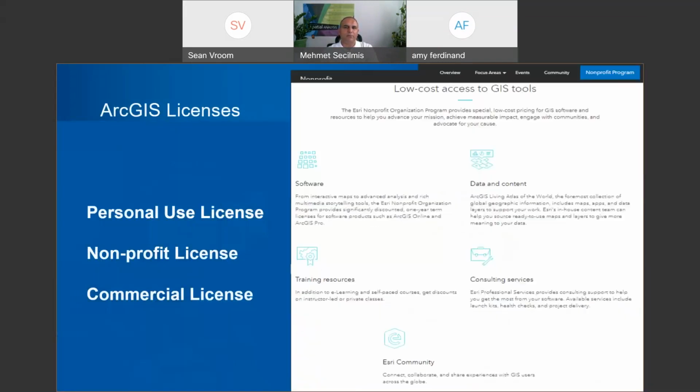If you're part of a nonprofit organization, including an environmental commission, you can also get a license to use for your nonprofit cause and use that technology to help your community. And you can also purchase a commercial use license if you're using the technology for commercial projects. I'll share the links with you later.